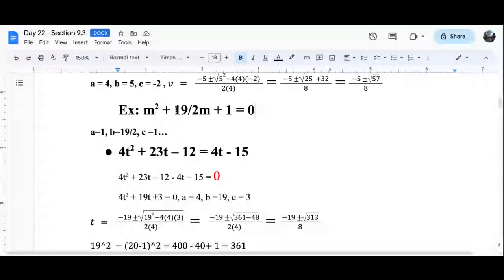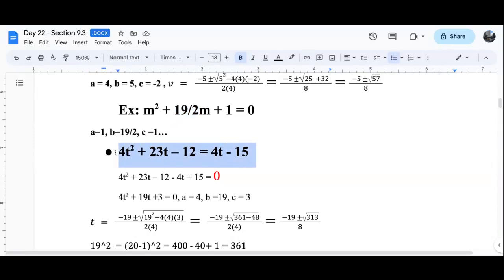Well, now let's see this one. This one has a fraction involved. m squared plus 19 over 2 m plus 1. So let's figure out a, b, c. A is 1, b is 19 over 2, c is 1. Then we just plug in, right? So it's a fraction. We just plug in.